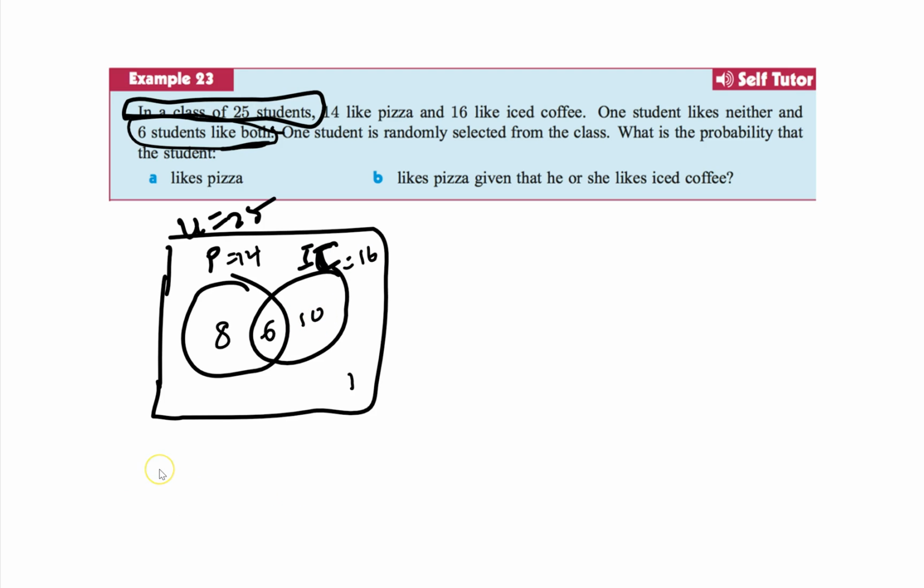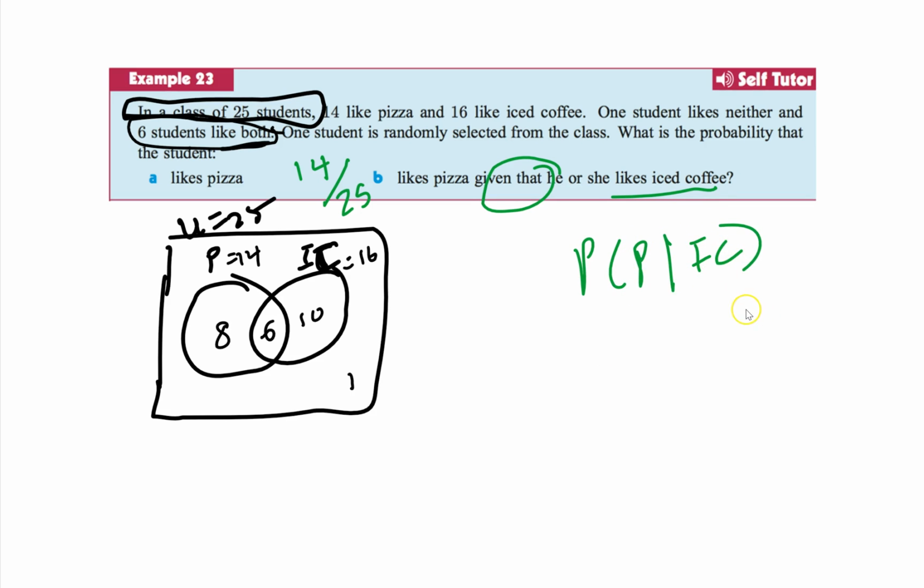So now you have your Venn diagram. You can solve anything you want. Once you have this set up, the world's yours. Right? So like pizza, well, pizza's all this, 14. Probability, so over total, 14 over total, 25. Over here, likes pizza, given that he or she likes iced coffee. So again, that's a "given that." This is basically saying probability of pizza, given that iced coffee.